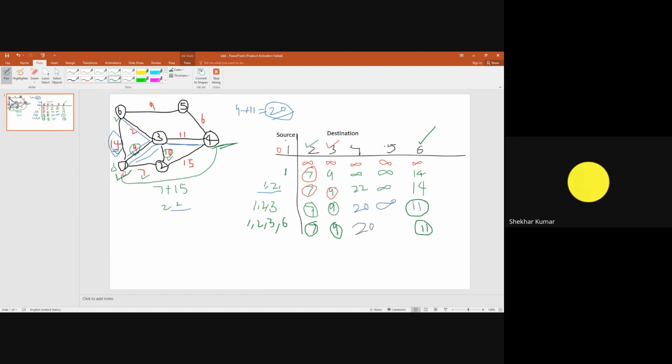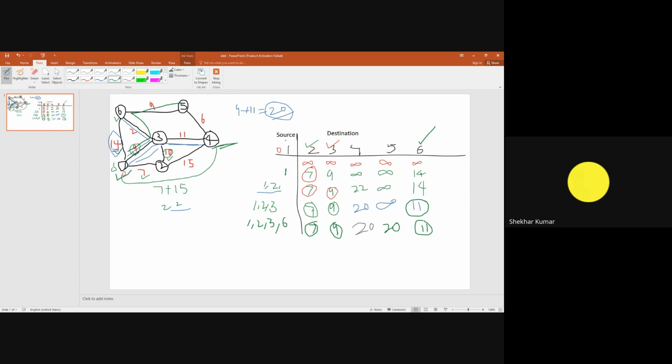Next, 5. Is there any path from 1 to 5? Yeah, by covering 6, I have one path. Now the path is 1 to 3, 3 to 6, and 6 to 5. I have covered 1 to 3, 3 to 6, and 6 to 5. And the cost is 9 plus 2 plus 9, that is 20. So now the cost is 20. Now you can see that 4 and 5 both have the same value. The cost is the same, so you can traverse either of them.